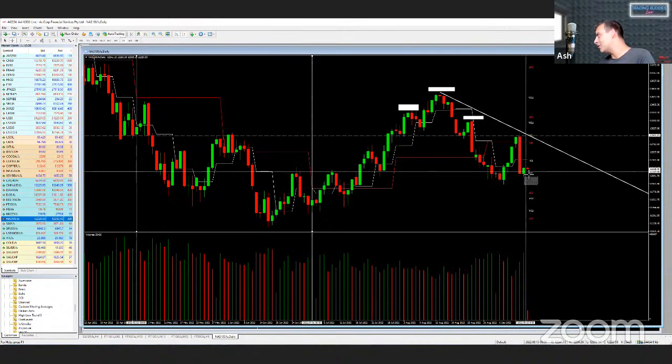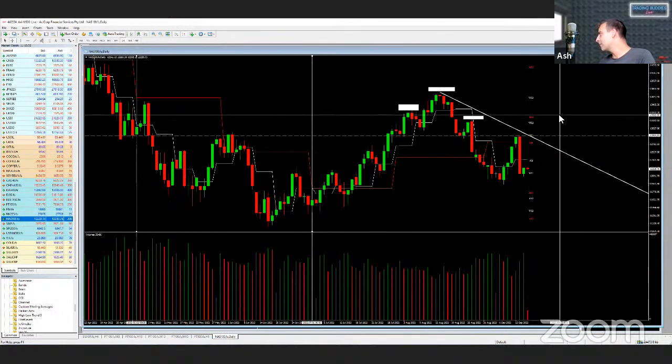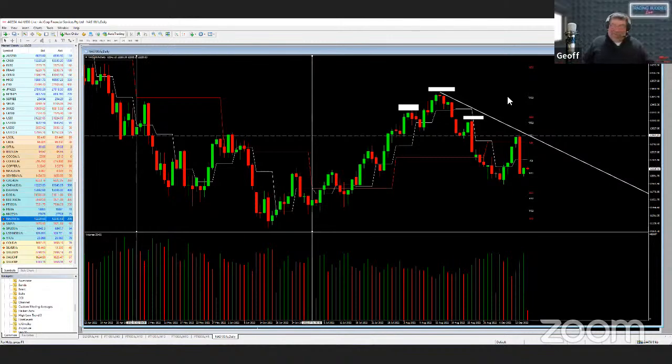So that would also suggest that there could be some retracement here. It's funny, isn't it? We each look at the chart in different ways, and I think we're at the point where we actually don't know.